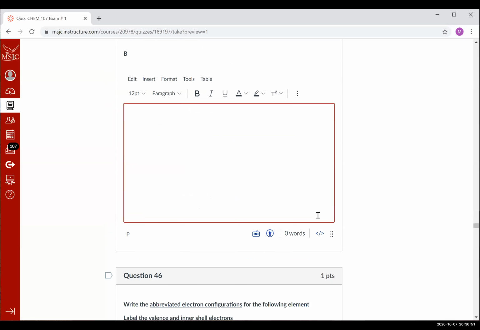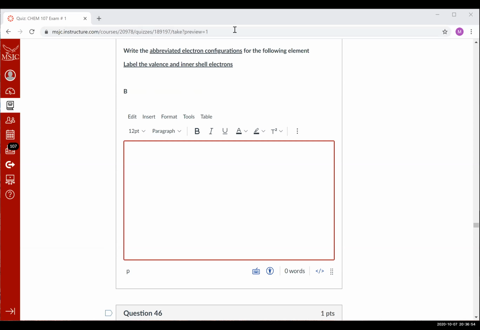In this case, we're asked to write the abbreviated electron configurations. For boron, the preceding noble gas is helium. Then we fill our 2s orbital followed by our 2p orbital. These electrons are core, while our electrons with the largest n value are the valence electrons. Does this make sense to everyone? Any questions on this example?